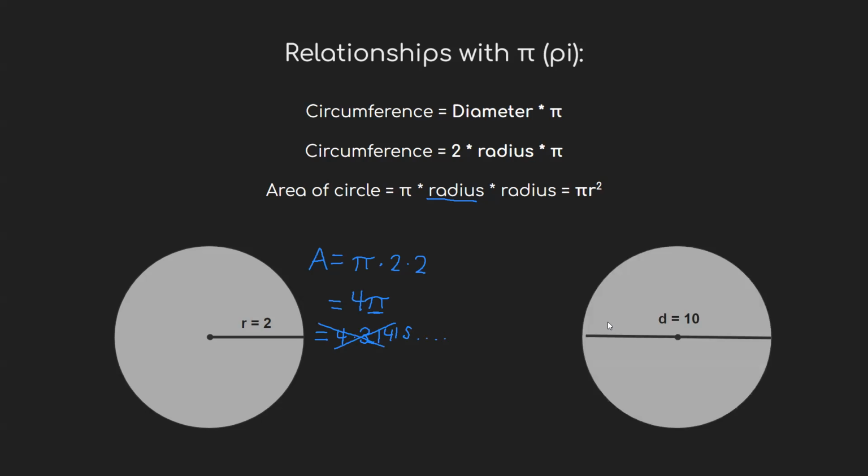So here we have the diameter, and that equals 10, right? I'm going to give you guys a minute, and I want you to try figuring out the area of the circle. Remember that the diameter is 2 times the radius. So I'll give you guys a minute. Try finding the area of this second circle here.